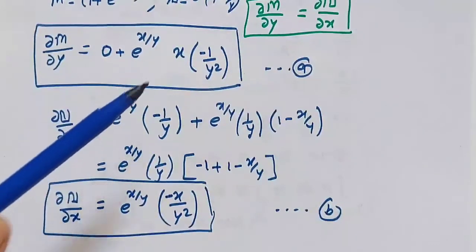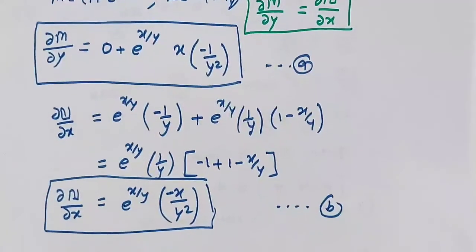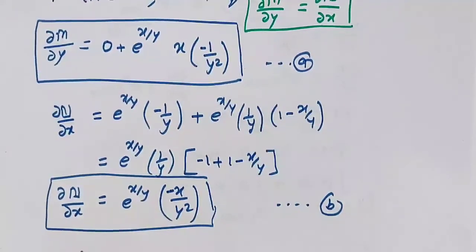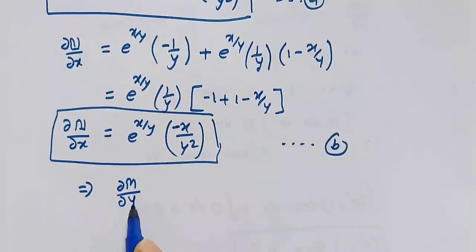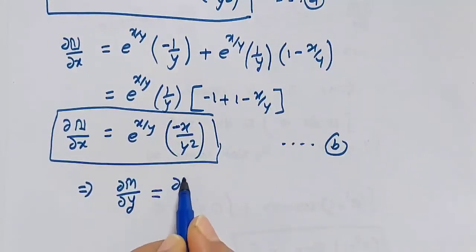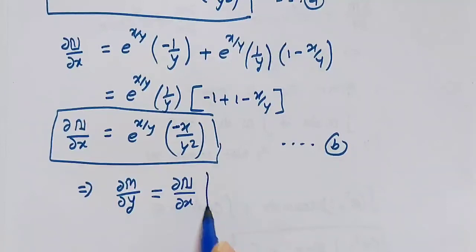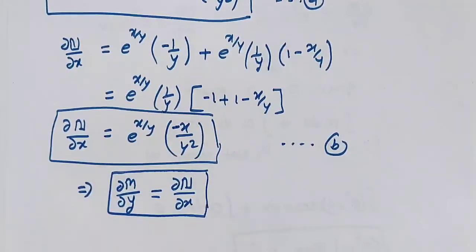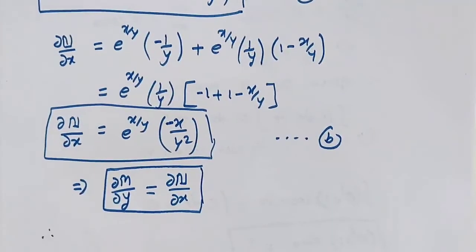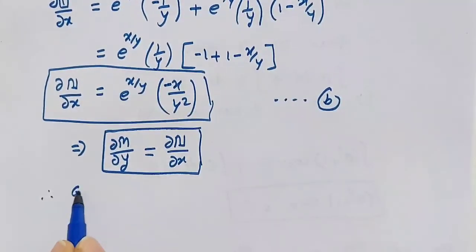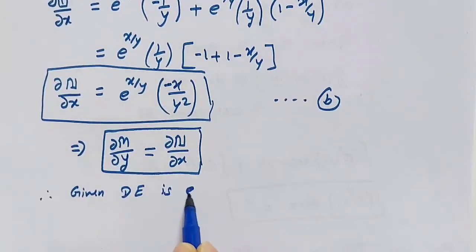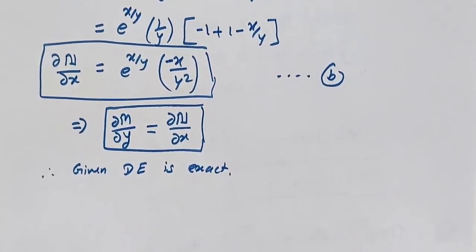Now see, equation A and equation B are the same. That means from equations A and B we can say del M by del y is equal to del N by del x. And if the given differential equation satisfies this condition, then we can say that, therefore, the given differential equation is exact.